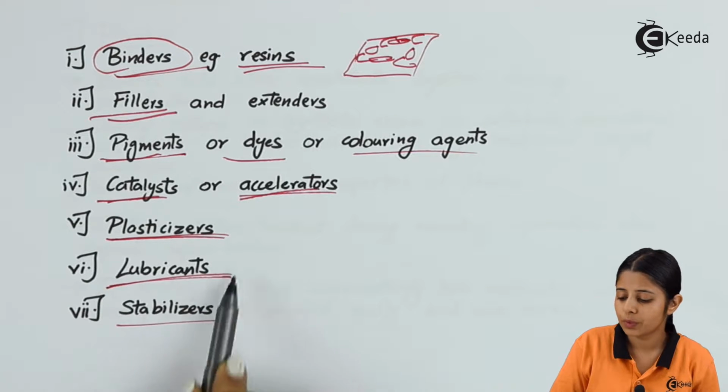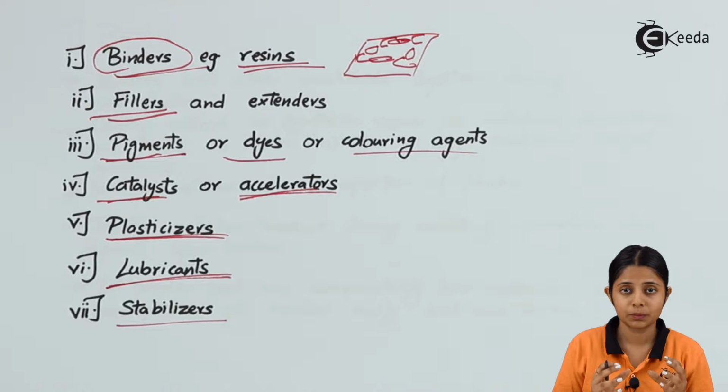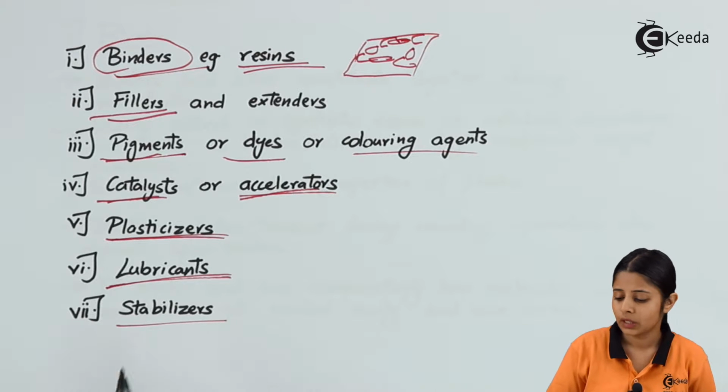Point number 6 is lubricants. Lubricants are those substances which have lubricating properties. So if I have a lubricant which has a lubricating property and I add it to plastic, that plastic will also start acting or behaving like a lubricant. And that is the reason why plastics under certain chemical reaction are also known as lubricants and behave as such.